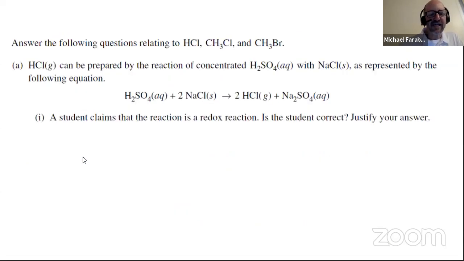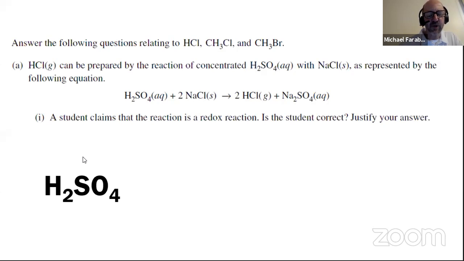Answer the following questions relating to HCl, CH3Cl, and CH3Br. HCl can be prepared by the following reaction, and a student claims that the reaction is a redox reaction. Is the student correct? Justify your answer. Well, if they are correct, you had better show a change in oxidation numbers. So there should be oxidation numbers either increasing or decreasing as you go from the reactants to the products. If you disagree with the student's claim, then you should also justify your answer in terms of the fact that the oxidation numbers are not changing.